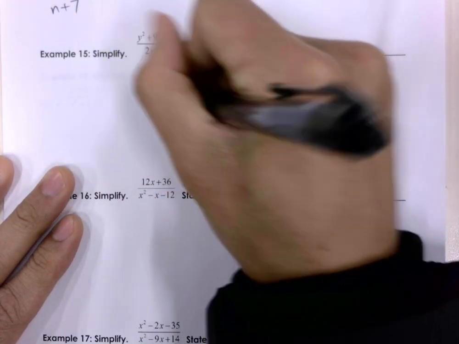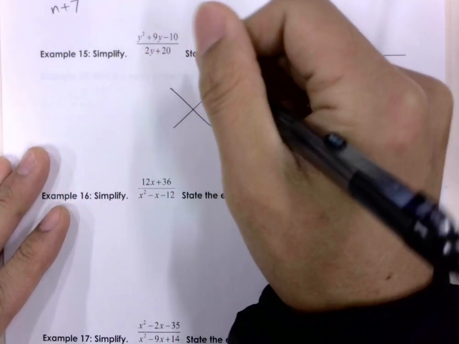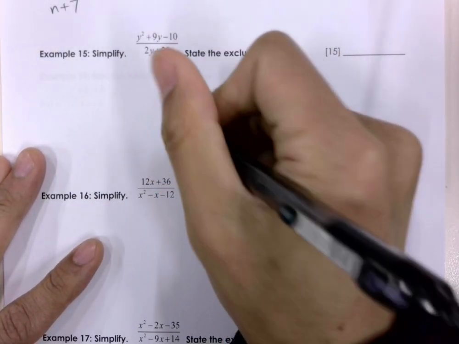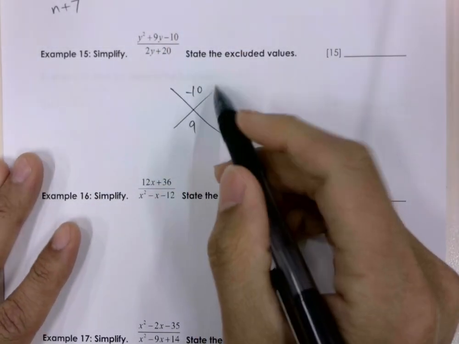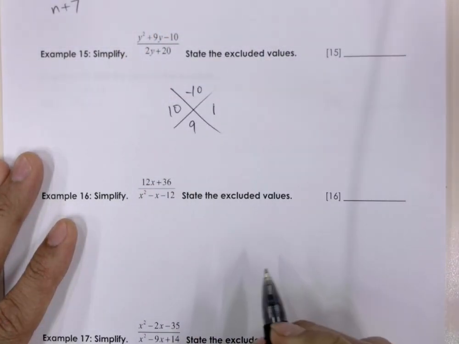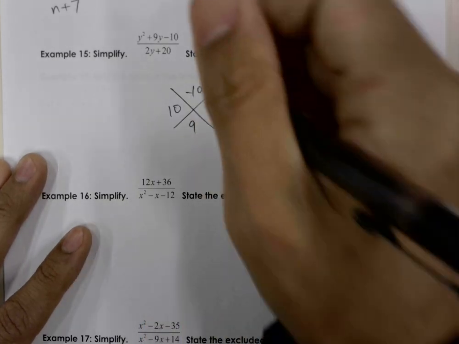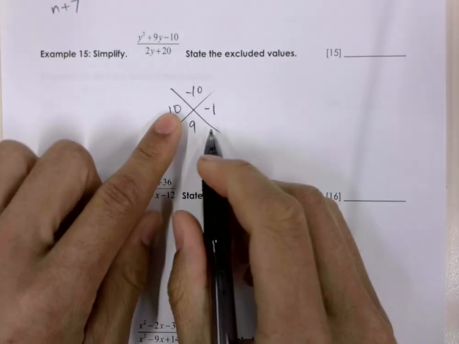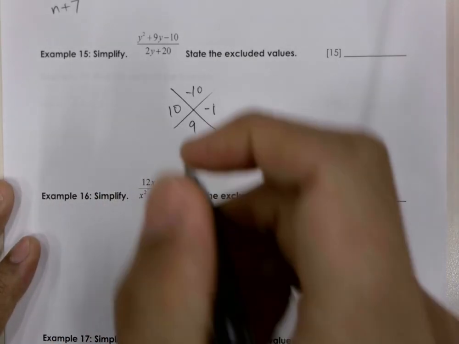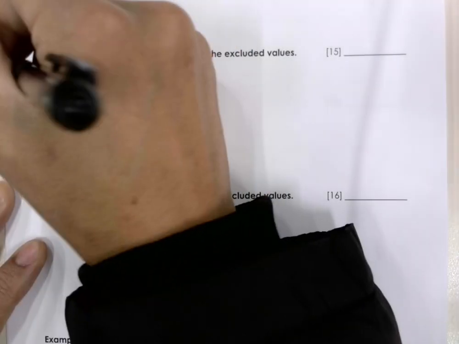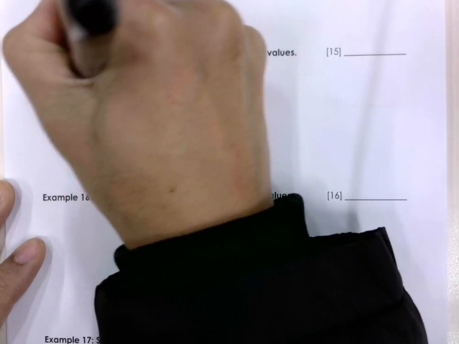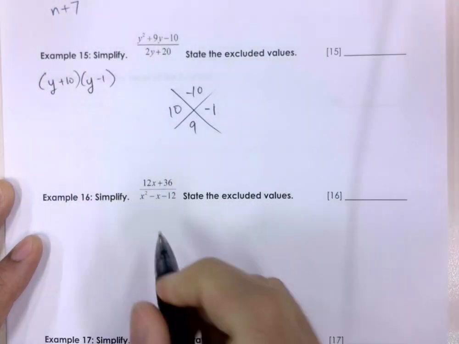We can do that by putting a times c: 1 times negative 10 is negative 10, and then 9 for b. Our factors are going to be 10 and 1, and our 1 is going to be negative. So these two factors multiply to negative 10 and add to 9, so I'm going to rewrite my expression up here as y plus 10 times y minus 1.